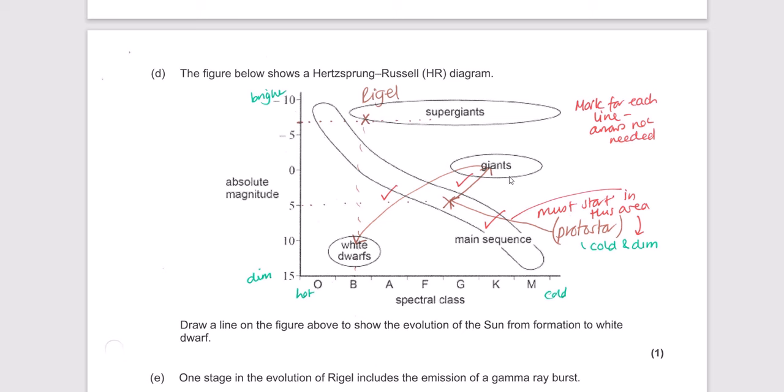If we're thinking about a protostar, it is very cold and very dim. So it's going to be over here on the cold side and the dim bottom area. As long as your line starts somewhere here and then goes to the main sequence section, you're going to get the mark there. So it isn't 3 marks, it's 1 mark for those 3 different lines. So I've done 3 ticks. Ignore that, the mark for each line is wrong. You have to have each line to get that one.